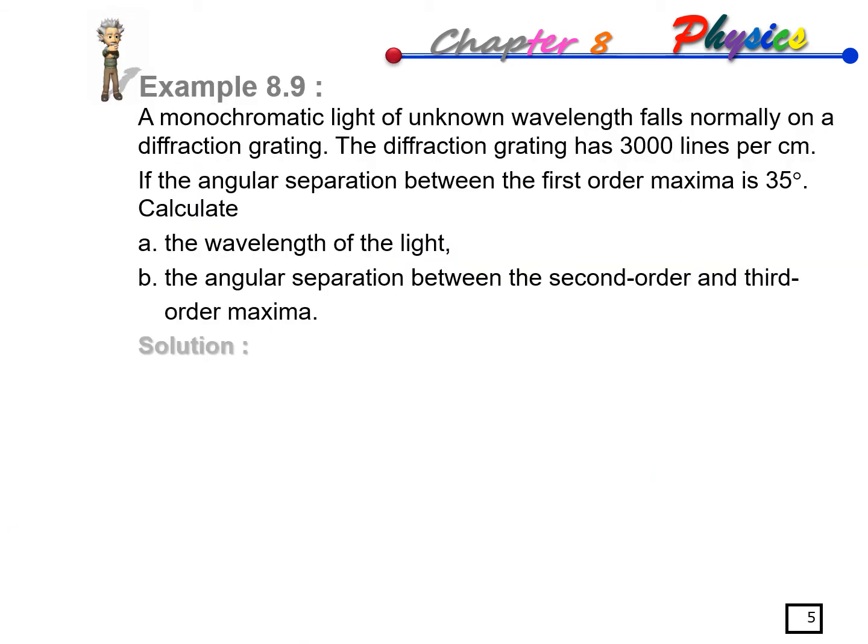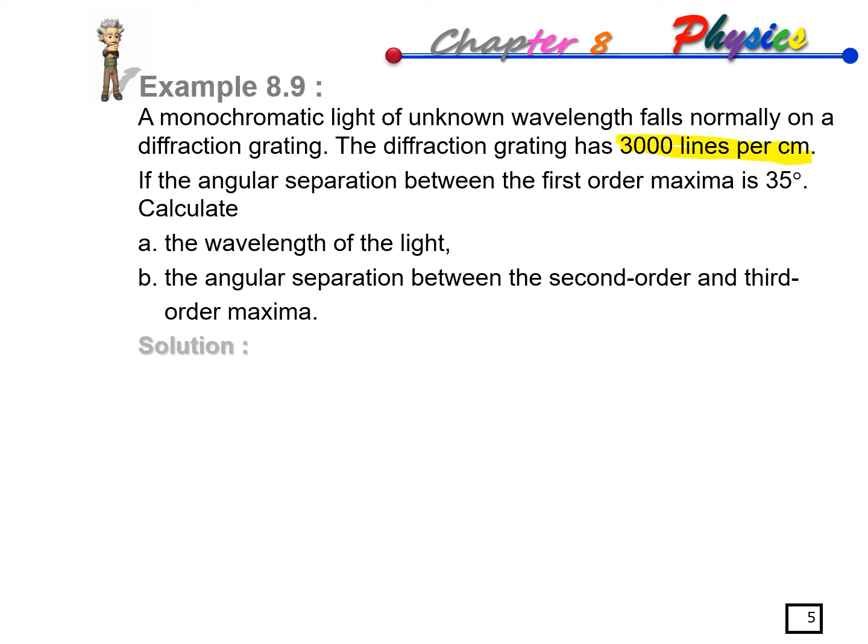So for example 8.9, it's on the last subtopic, which will be discussing diffraction grating. In this example 8.9, you have a monochromatic light of unknown wavelength falling normally on a diffraction grating, and the diffraction grating has 3000 lines per cm.